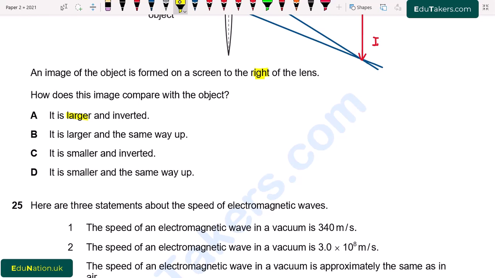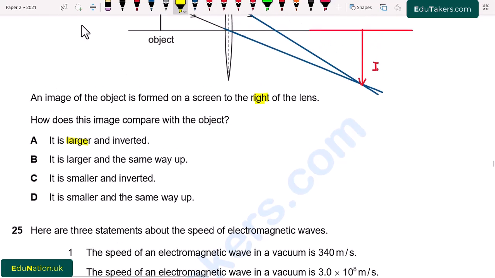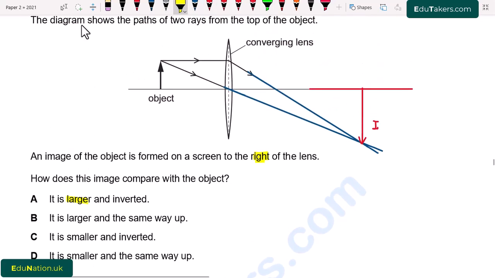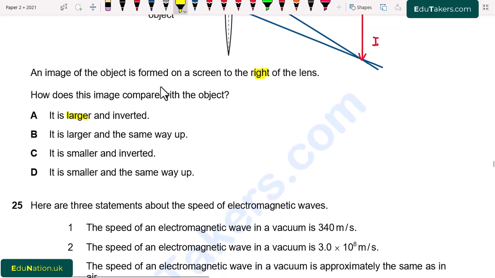What about the inverted image? We can see here that the object is in the upward direction while the image is in the downward direction. So this image is also inverted. So option A is correct.